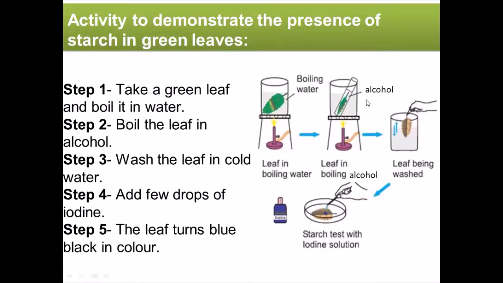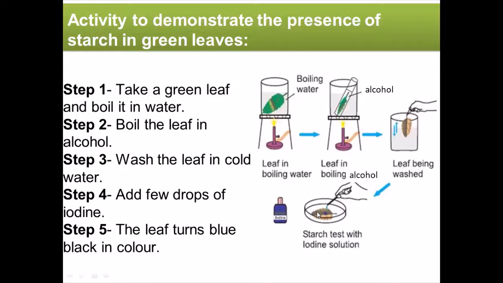chlorophyll. In the third step, after boiling it in alcohol, we'll just wash the leaf in cold water. After that, we'll put the leaf on a white tile or a dish and we'll add a few drops of iodine on it. We'll observe that the leaf turns blue-black in color. The change of the color to blue-black shows that it contains starch in it.